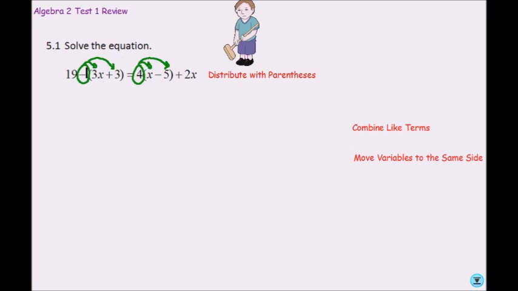Or if you want to just think of it as that you're distributing the minus to both things that are there. So when I do that, I've got a -3x. -1 times 3 would give me a -3. Remember, when you multiply and divide, same signs positive, different signs negative. Equals 4 times x, which would be 4x. 4 times -5 would be a -20. And then plus 2x.